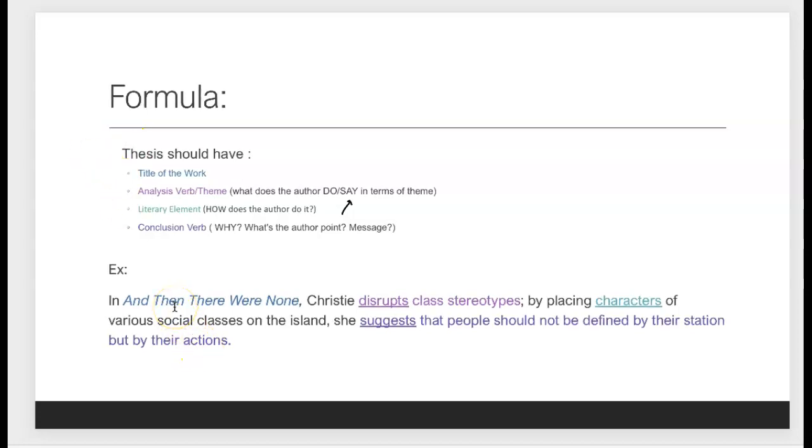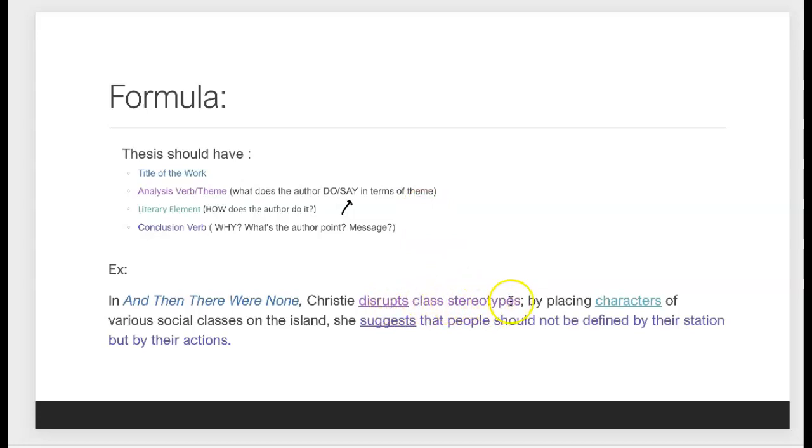So, for example, I have here: In And Then There Were None, Christie disrupts class stereotypes. By placing characters of various social classes on the island, she suggests that people should not be defined by their station, but by their actions. So here I have my title of the work. What does the author do? What's my analysis verb? Well, she disrupts class stereotypes. So there's my verb and my theme.